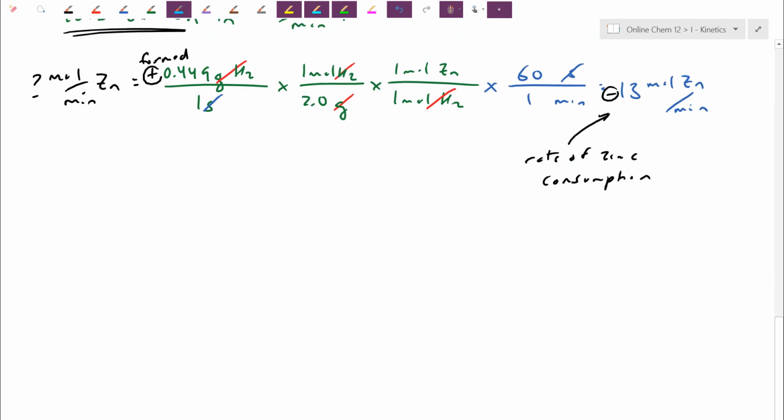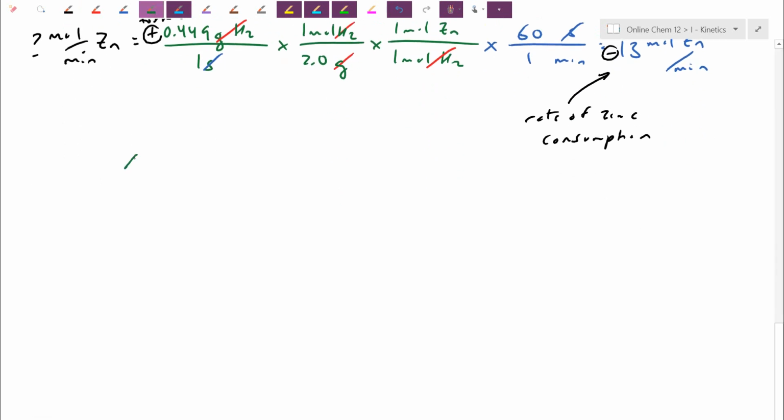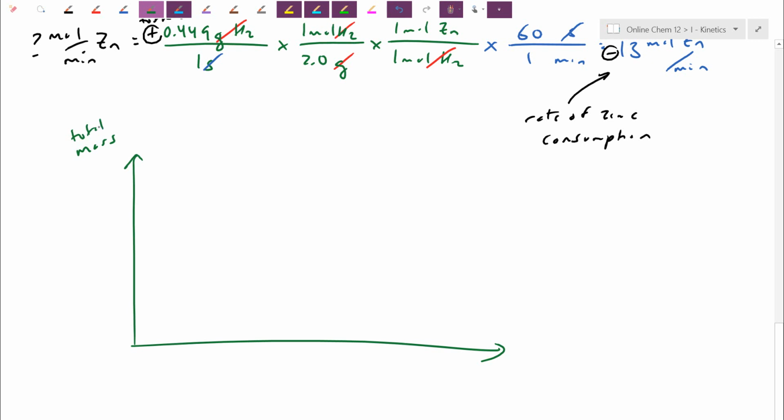If I plotted this out on a graph for you, so let's just plot here. So I've given you the sample here. We're going to take the total mass of the system. So this is beaker and reactant and all that.